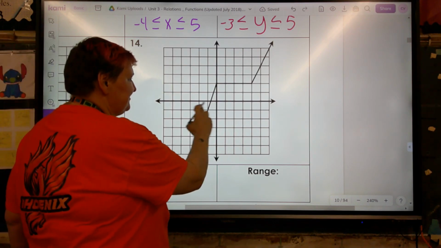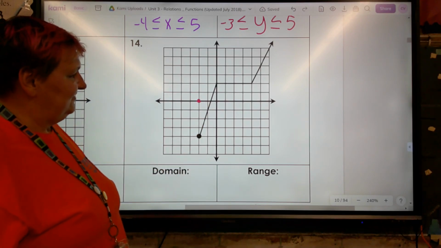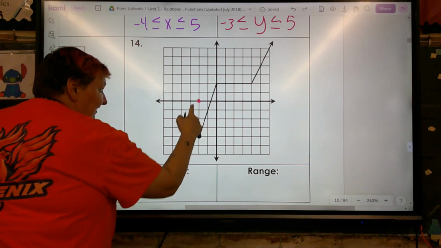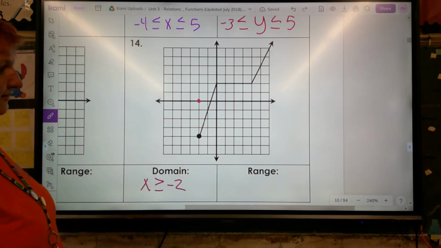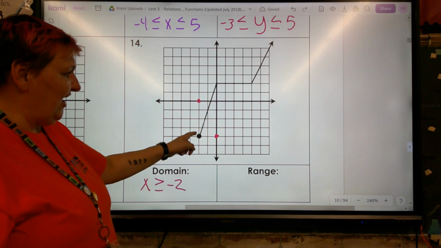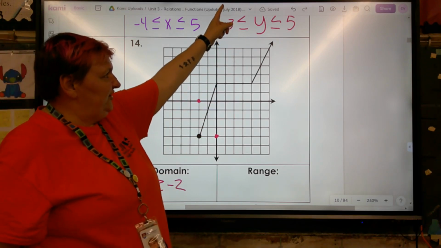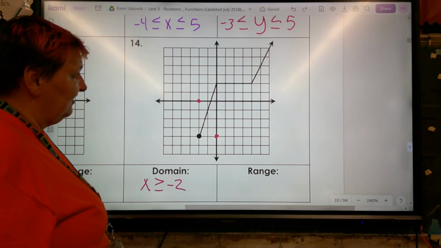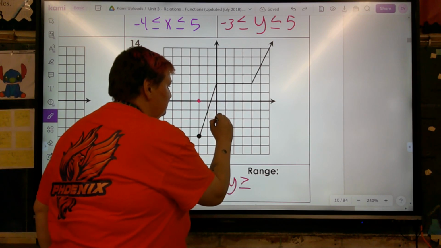Well, on the x, it doesn't go further than this, because it's right there, it stops. But in this direction, it goes forever. So x has to be greater than or equal to -2. And its lowest point for its y is right there. Same dot, same point. And for the y, it continues going up, right, up, right, up, right. So it's going to go forever. So y has to be greater than or equal to 1, 2, 3, -4.